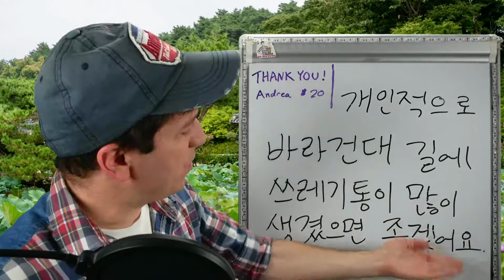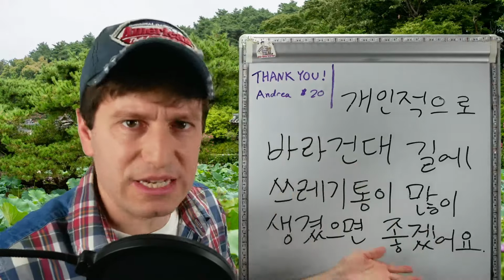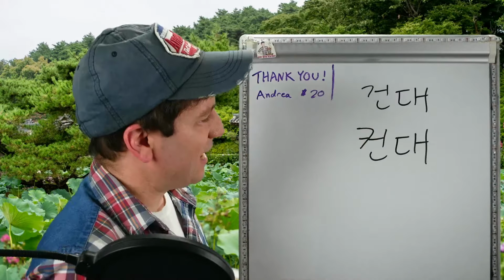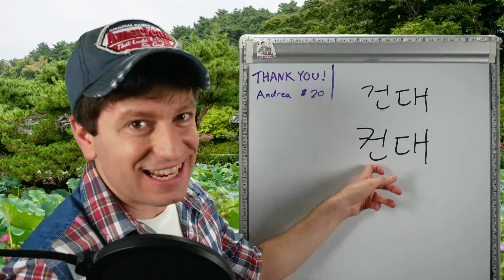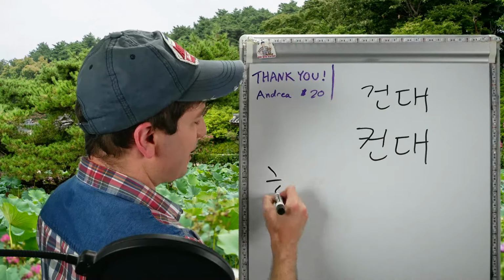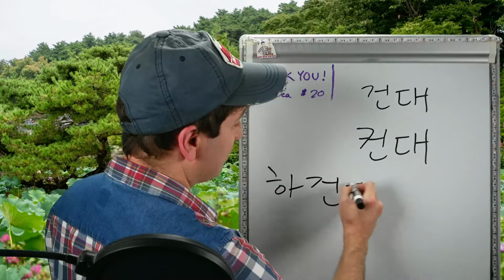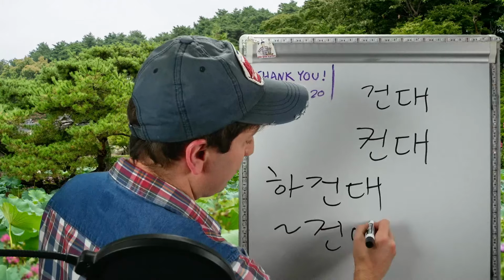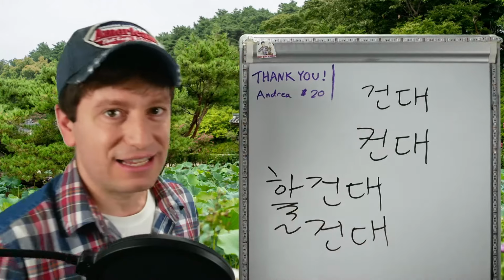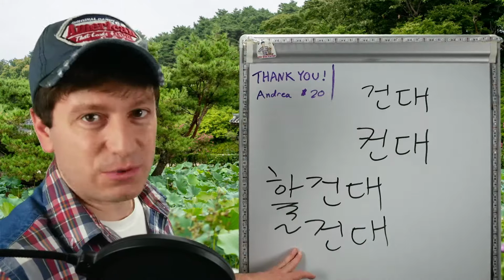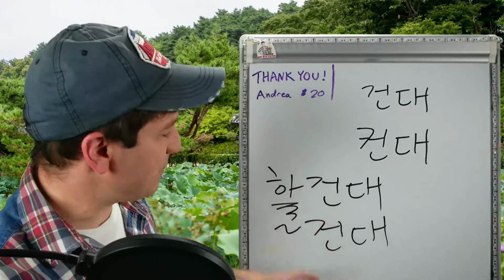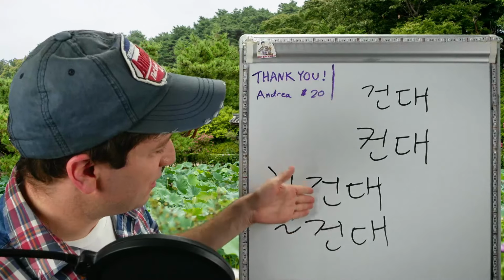I wish that there would be more trash cans on the streets. 건데 is sometimes 건데. Generally, first of all, if you see a verb that ends with 하다, you can change it to 하건데. This can just shorten to 건데 without the ha. So you can get rid of the ha. In many cases, not all cases as we'll talk about, but generally, if you see a verb that ends with ha, you can change it to just 건데.